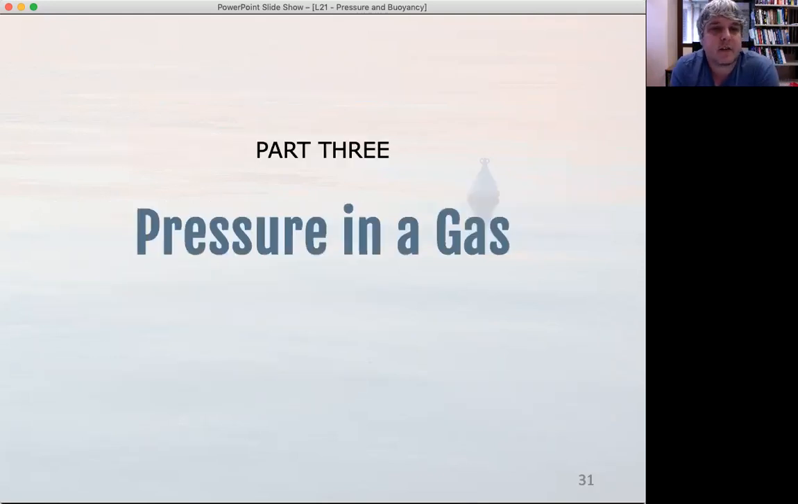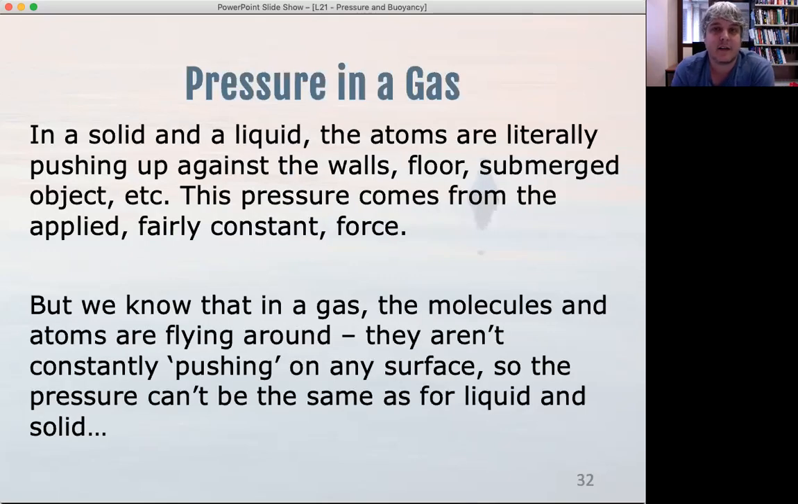Oh, there is another section. I forgot about the pressure in a gas section. So pressure in a gas: we've just been talking about fluids. Fluids are technically gases or liquids, so it's exactly the same idea that you've got this pressure. But what is pressure in a gas? In a liquid, it's fine.